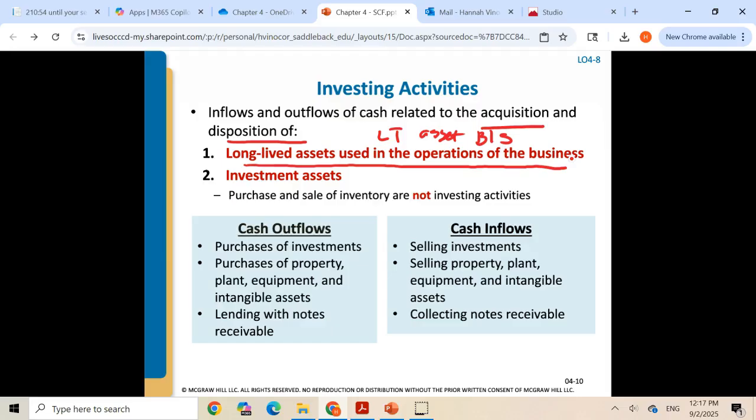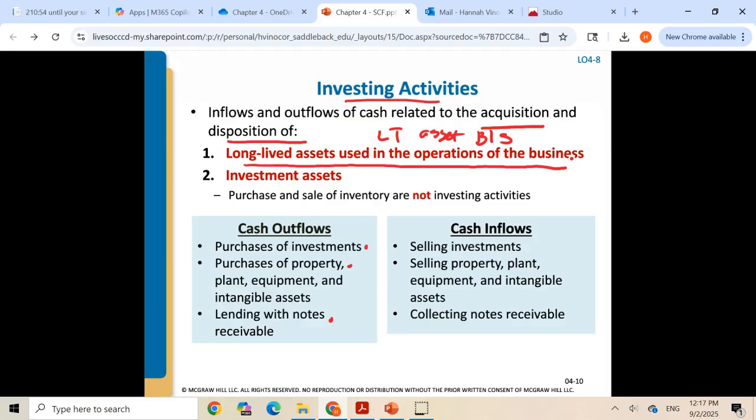So some examples of cash outflows are if we purchase items for investment. When we purchase PP&E or an intangible asset, that's considered an investing activity. Or when we lend money to another entity or person, then we get notes receivable, we have a cash outflow, that's also an investing activity.